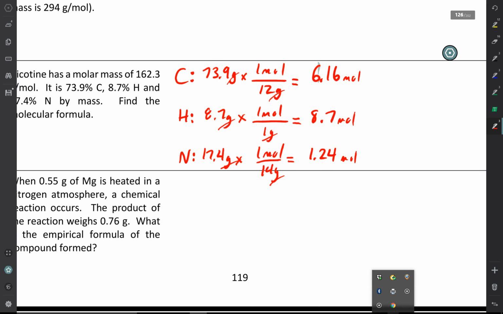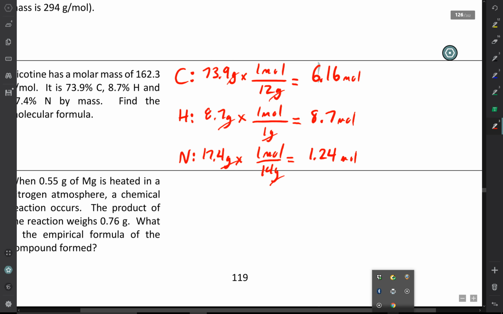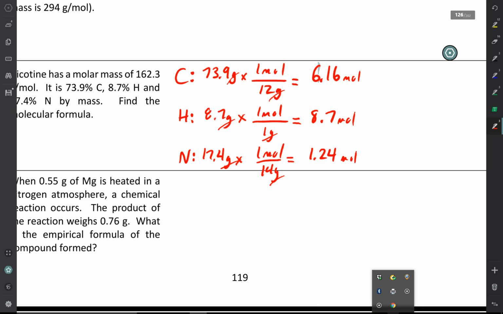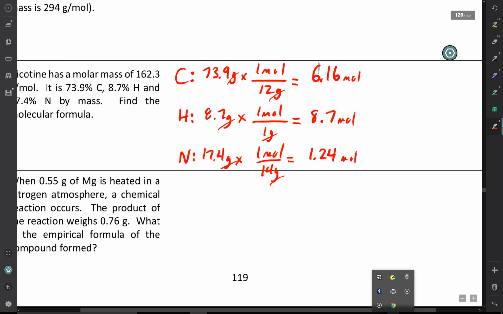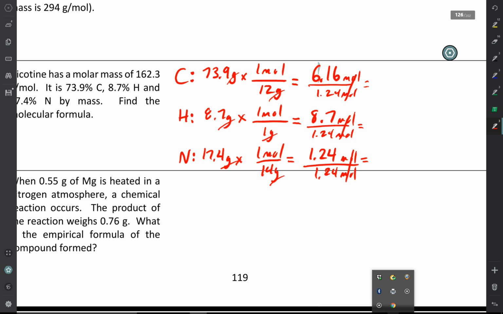What we need to do in order to find the empirical formula is get a 1 to something ratio. So in order to do that, we're going to take the moles that we've calculated, and we're going to divide by the smallest number of moles. So in this case, I've got 6.16, 8.7, and 1.24 moles. 1.24 is definitely the smallest. Moles will cancel out. And hopefully when I perform these divisions, I end up with numbers that are pretty close to whole numbers.